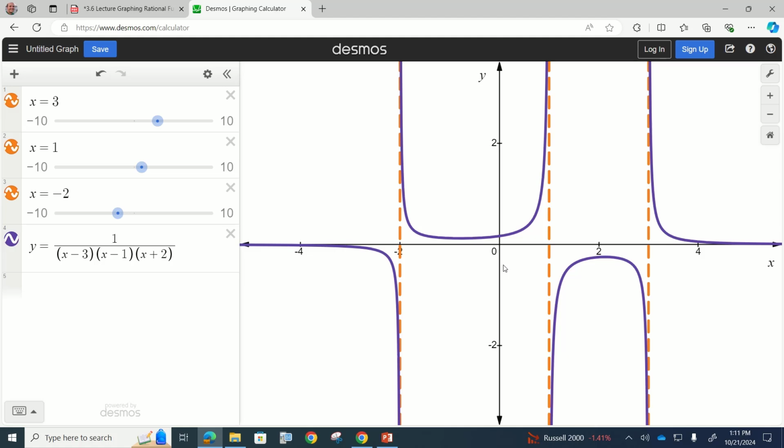And then I don't care what I'm multiplying by as my other factors in the denominator, right? Because if this is very, very close to 0, then the whole denominator is going to be a very tiny number. And 1 divided by a tiny number makes a huge number. And that's why it shoots off to infinity on either side.